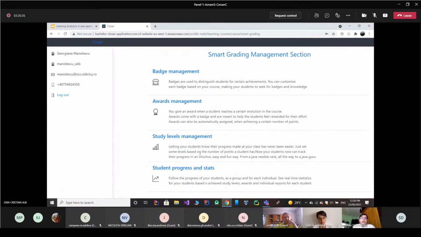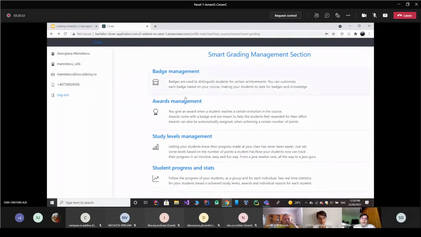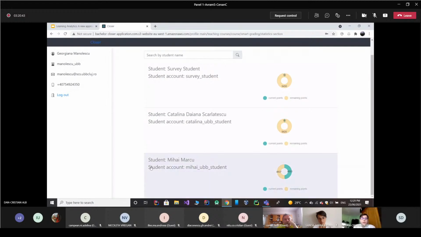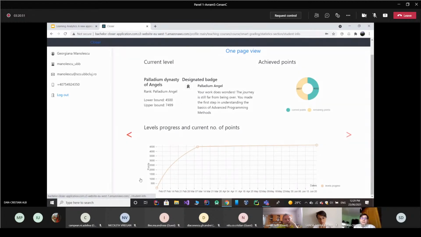So basically, we want to go to the smart grading management section. Here we have elements of gamification, badges, awards, study levels management, and what is of interest for us, student progress and statistics. Here we have the students that are already enrolled. We will go, for the sake of the example, to Mihai Marcu, who isn't an actual person. Here we have the statistics, the student-based metrics that we are interested in. We have the current level, and the rank, which will tell the student you can have multiple friends that are Palladium Angels. You have also a badge.